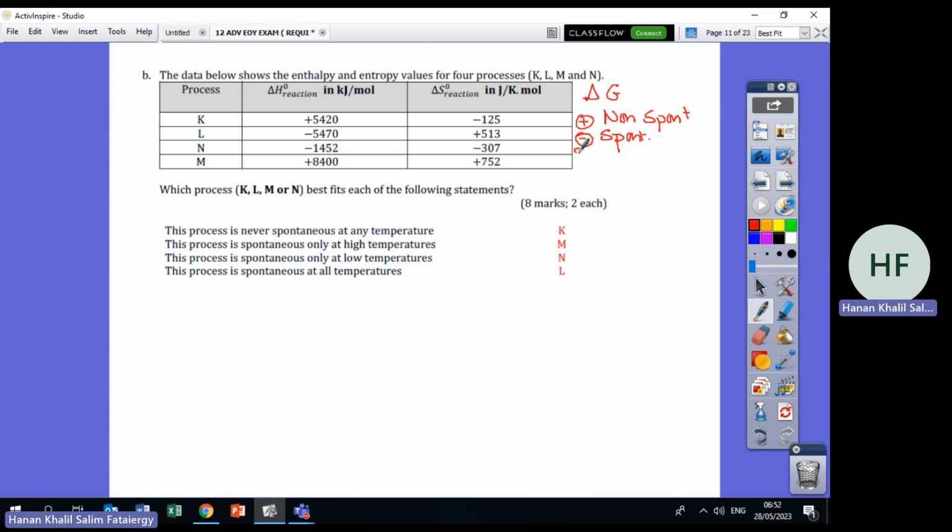Negative, negative, this means it is spontaneous at low temperature. Positive, positive, it will be spontaneous at high temperature. Now let's go to the question. This process is never spontaneous. Never spontaneous is K, the first one. This process is spontaneous only at high temperature, so the last one, M. At low temperature, this is N. At all temperatures, this is L. Okay, this is a question from last year's exam, and each of them has 2 marks.